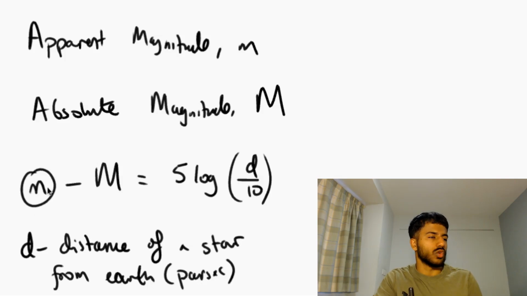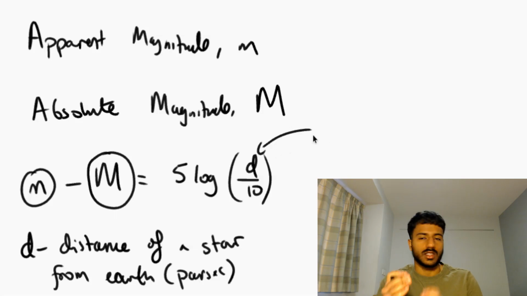Remember, little m here is your apparent magnitude, big M here is your absolute magnitude. And as I said, this d here is the distance of a star measured in parsec. Remember that has to be measured in parsec. That is the important bit.